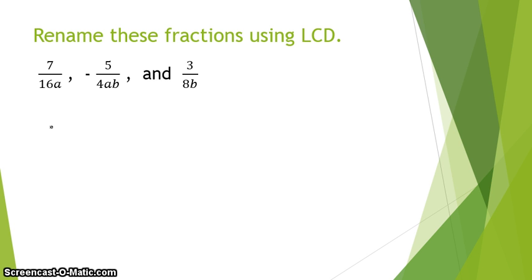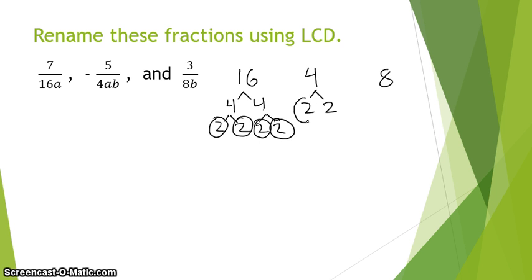So let's give this one a try. So first I need to get my least common multiple of the bottoms. So my least common denominator. So first I'm going to factor them. So I'm going to factor 16, I'm going to factor 4, and I'm going to factor 8. So here we go. So 16 is 4 times 4. Each one of them is 2 times 2. They are all prime numbers. 4 is just 2 times 2. And 8 is 4 times 2, and then 2 times 2.